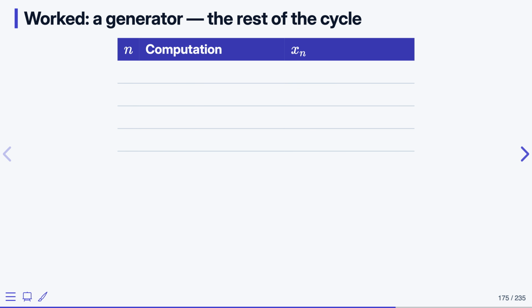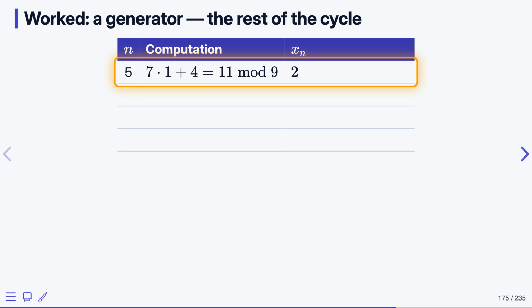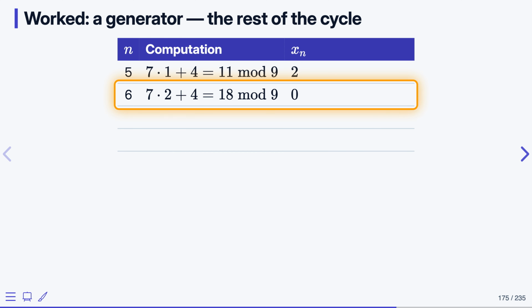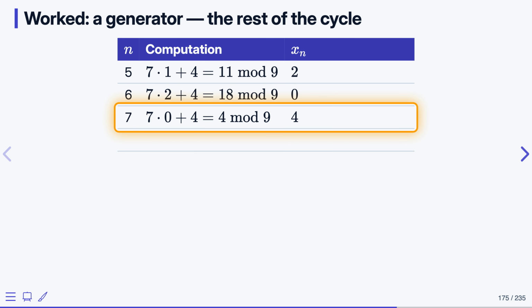We keep going with the same rule. Step 5. 7 times 1 is 7, plus 4 is 11. 11 mod 9 is 2. Step 6. 7 times 2 is 14, plus 4 is 18. 18 mod 9 is 0 exactly. Step 7. 7 times 0 is 0, plus 4 is 4. 4 mod 9 is 4.